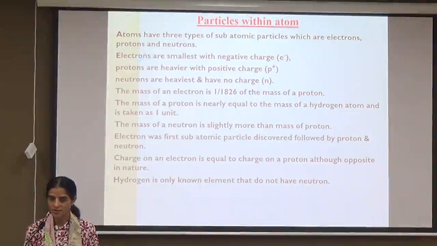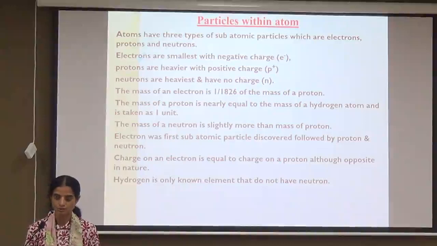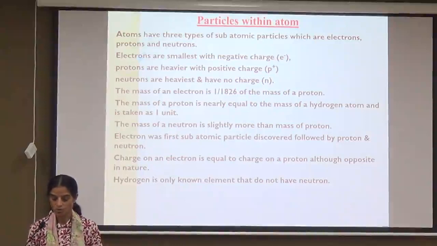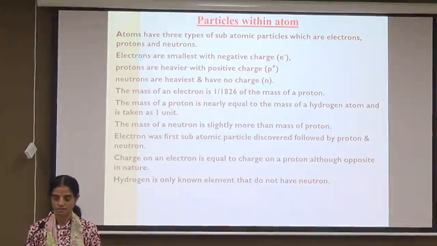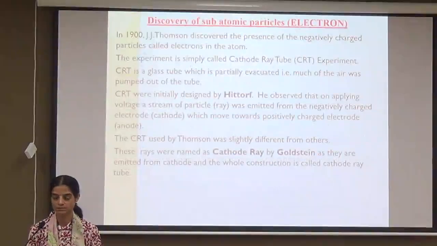Electron was the first subatomic particle discovered, and that was followed by discovery of proton and neutron. Charge on an electron is equal to charge on a proton, although opposite in nature. Hydrogen is the only known element that does not have a neutron in it. So hydrogen is an element without neutron.